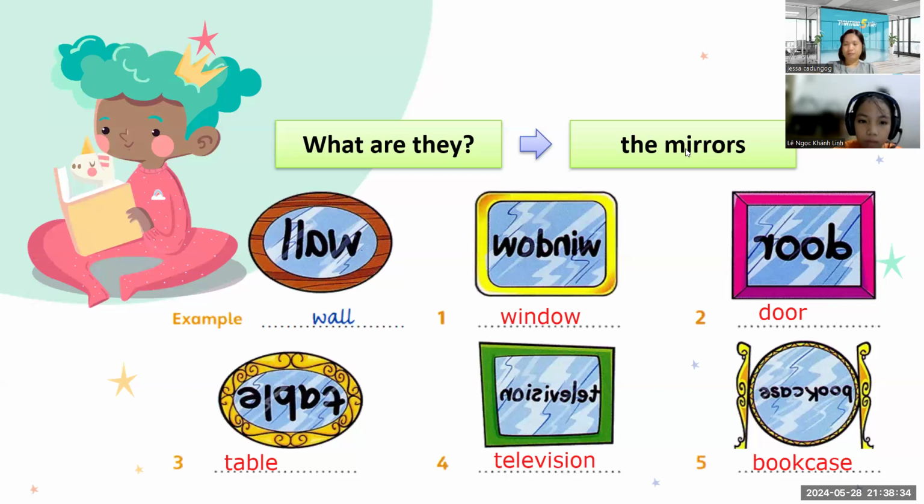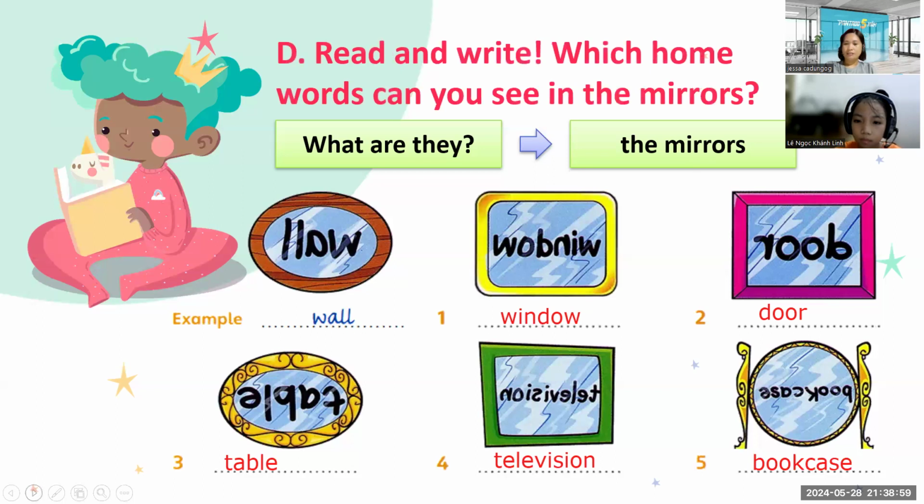Please read. Window. Next. Door. Next. Table. Next. Television. Next is? Okay, let's check. We have window, door, table, television, bookcase. Very good again.